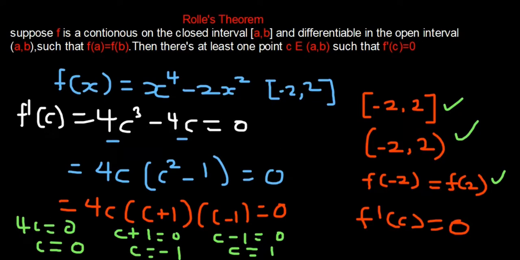So we have 0, -1, and then 1. The next thing we have to look out for is to check whether these values are in this open interval. And you see between -2 and 2, you get 0 there, you get -1 there, and you get 1 there also. So that tells us that the function here also satisfies Rolle's theorem.